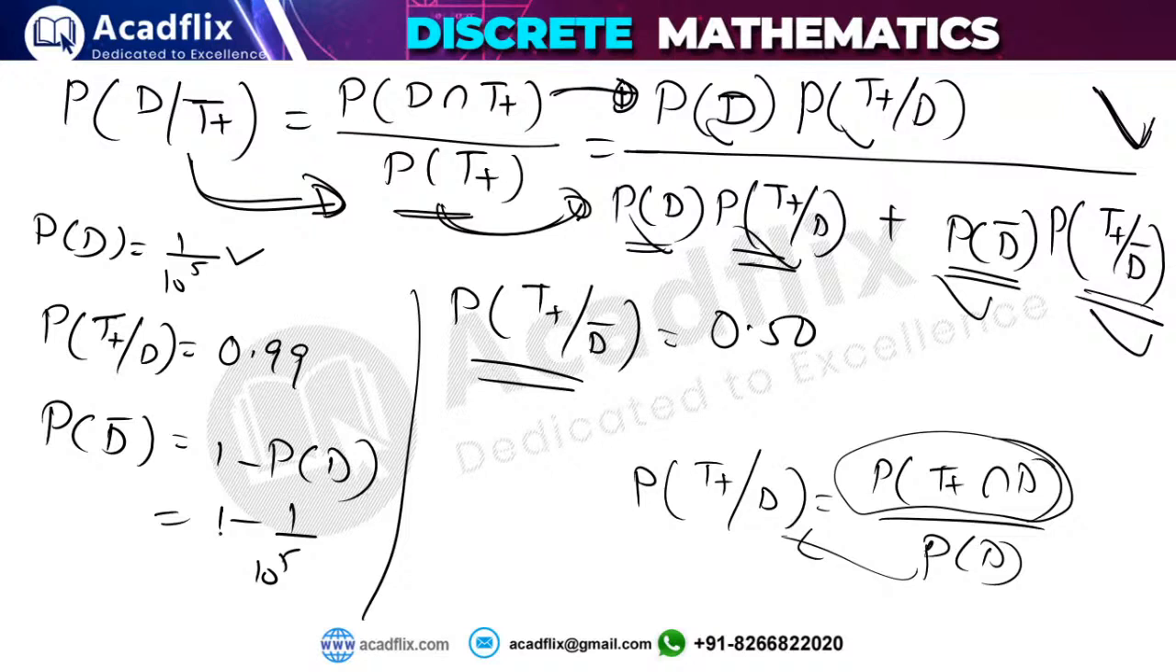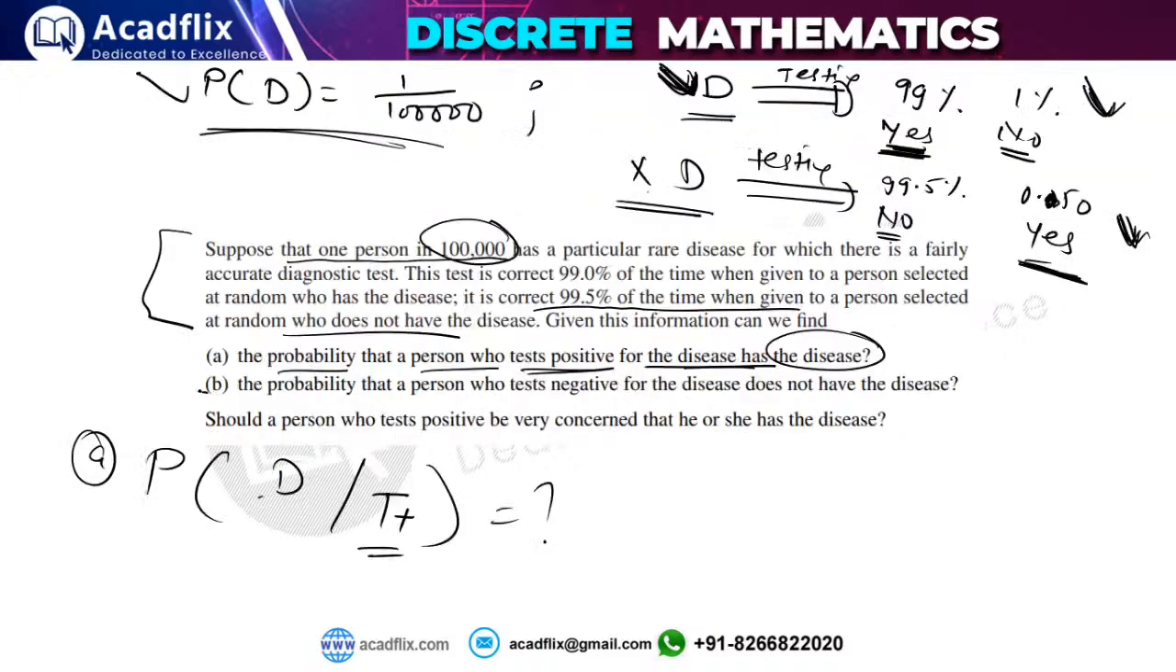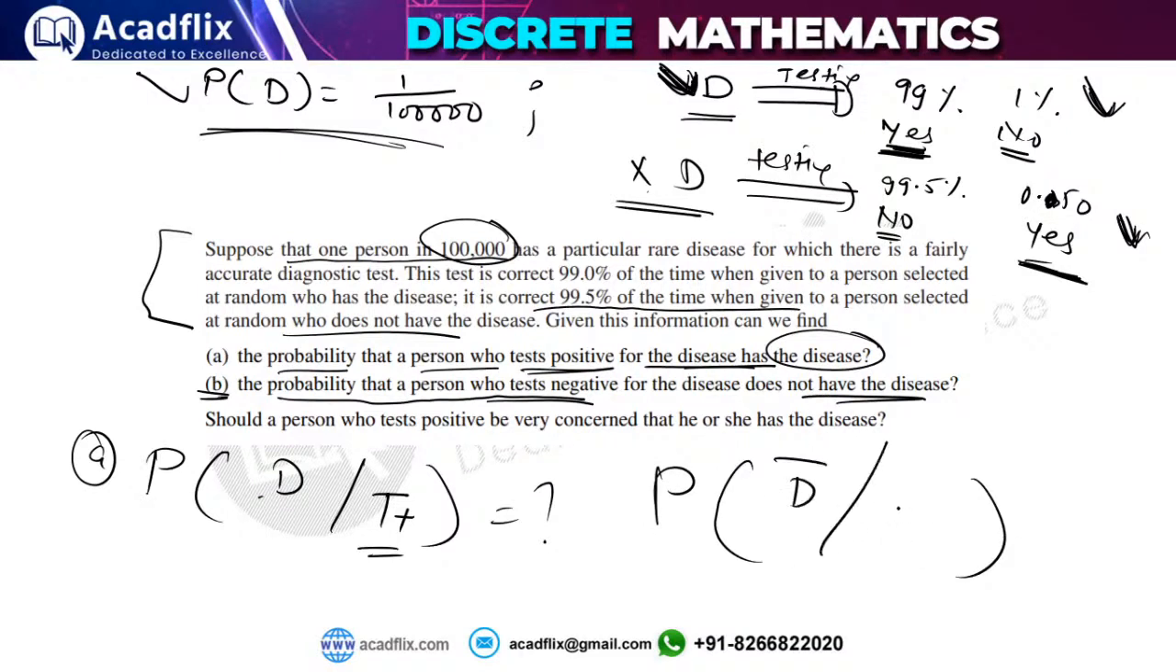Okay, let's take the next part. This is the next part, part B. In part B, he is asking the probability that a person who tests negative for the disease does not have the disease. So he is asking what is the probability that you don't have the disease given that you are testing negative. It is given that a person has tested negative. Now he is asking what is the probability that the person who tested negative does not have the disease. So he is asking probability of D bar given T minus.